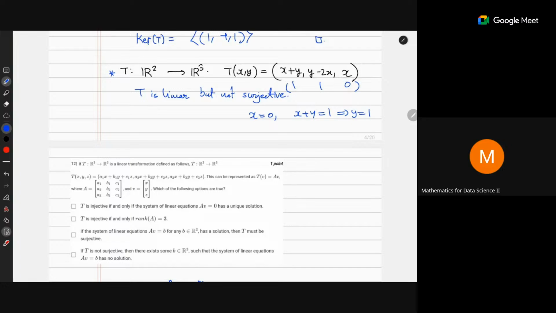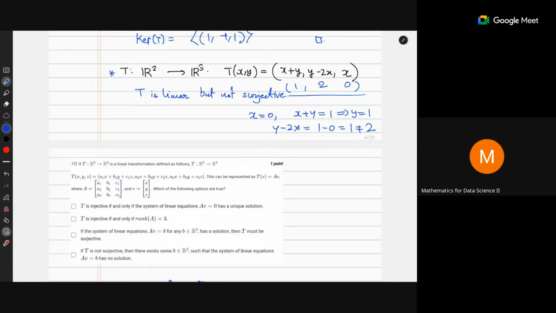Bad example. Let's take it to be (1, 2, 0). So this would imply that x plus y has to be 1, which implies that y has to be 1. But because of the second coordinate, y minus 2x, it will give me 1 minus 0, which is 1, which is not equal to 2. So this (1, 2, 0) is not in the image. So it is not going to be surjective. But there is another method, because this is like a guess. Correct. You are guessing, right?